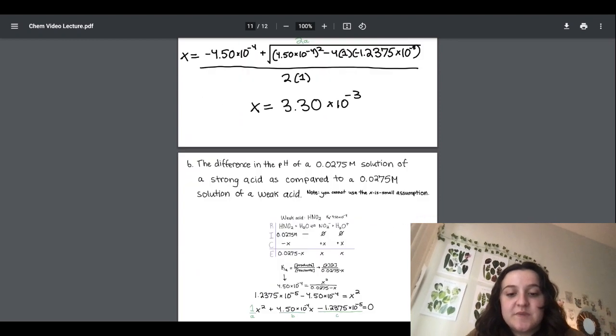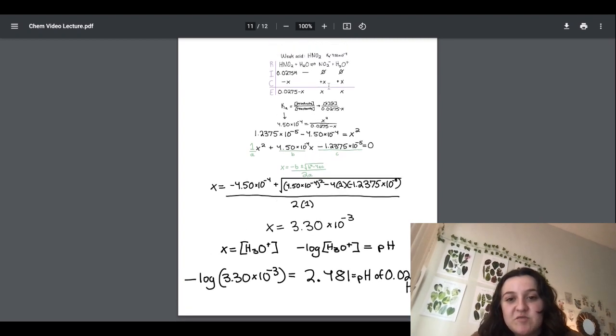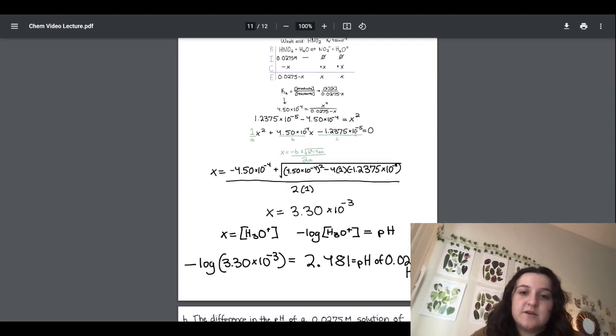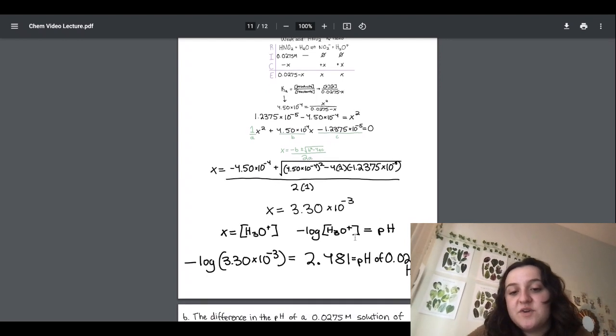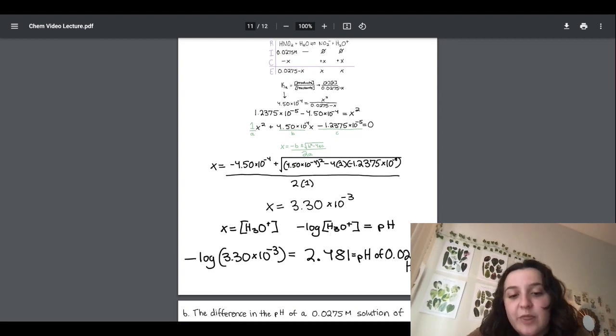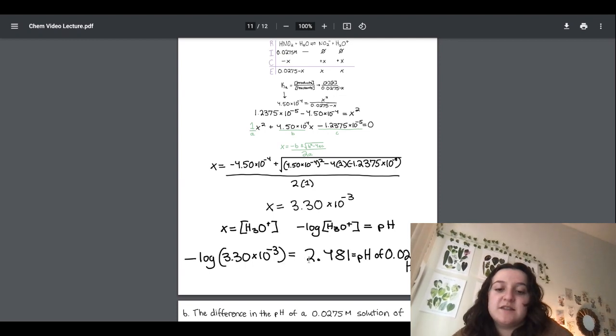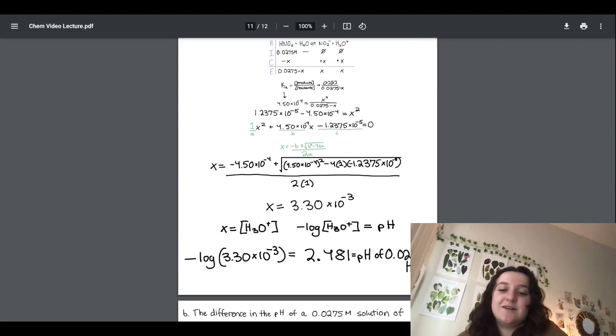And what x is, is the concentration of the hydronium ions, as we said. Right here, we have plus x. So we know that solving for x is solving for the molarity of the hydronium ions. And now that we have that, we can plug it into this equation here. The negative log of the concentration is going to be the pH. And when you plug that in, you get that the pH of 0.0275 molar nitrous acid is 2.481.